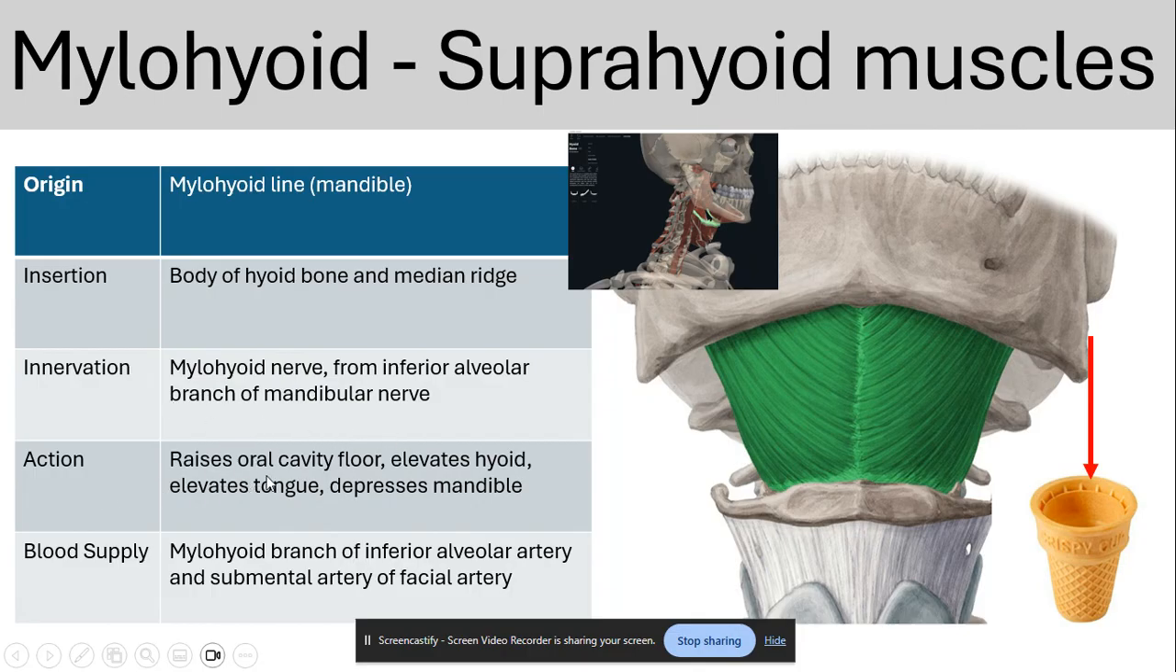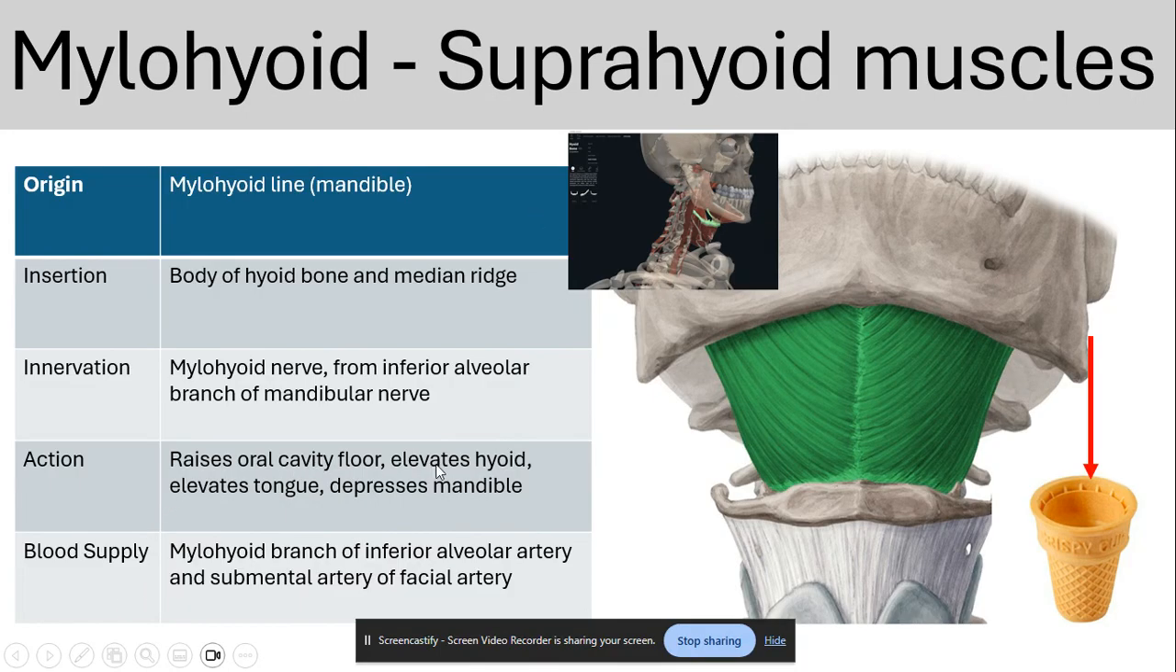What's the action? It raises the oral cavity floor. So this is the oral cavity floor, and it raises it, right? Elevates the hyoid, elevates the tongue. Here you have a tongue inside, and depresses the mandible, right? So it does a lot of things. Why? Because it's actually connected to so many portions.